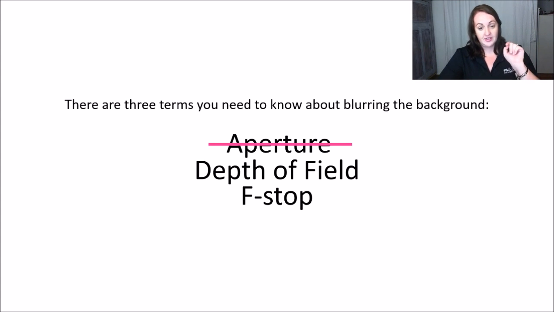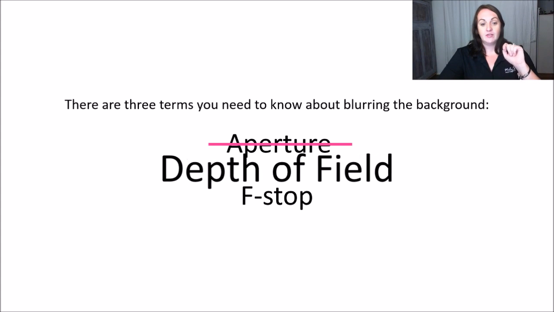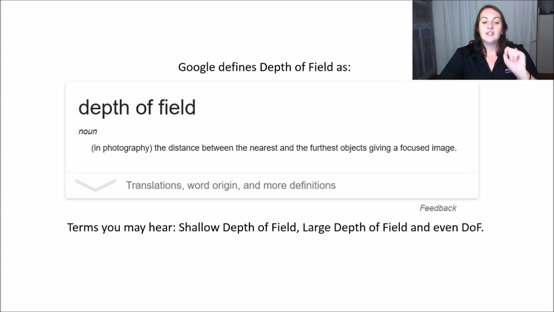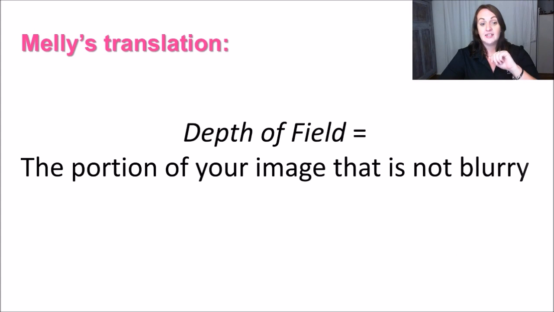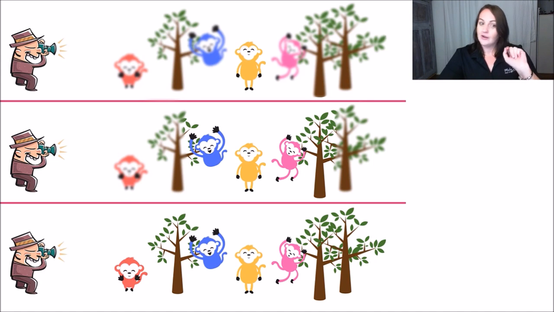The next one is depth of field. This one is important. So, depth of field. Let's go into it. Depth of field is the distance between the nearest and the furthest objects giving a focused image. Now, that is not too bad, but it can be simpler. So let's scrap that and go with something a bit simpler to understand. Depth of field is the portion of your image that is not blurry. Say that again. It's the portion of your image that is not blurry.